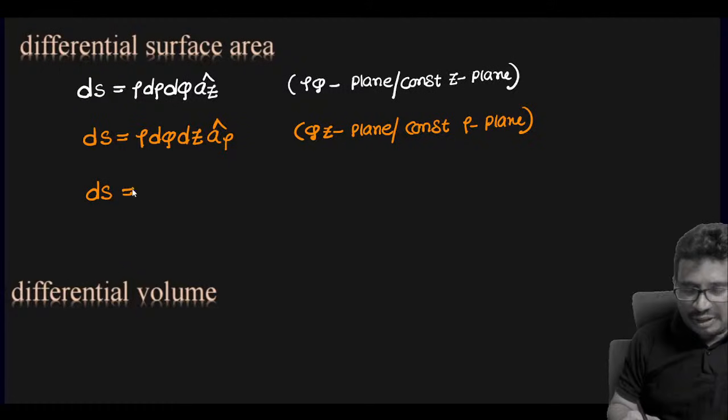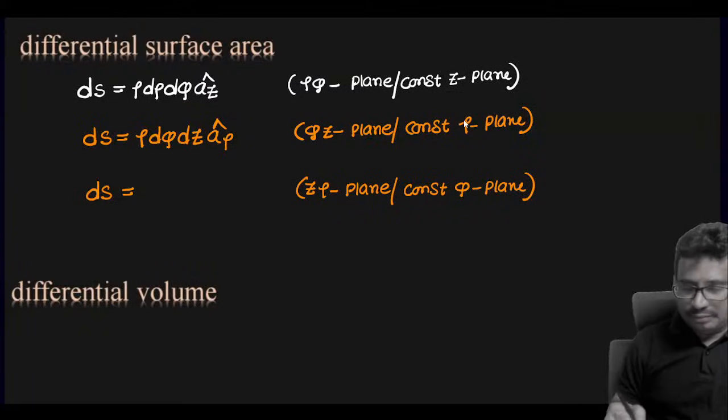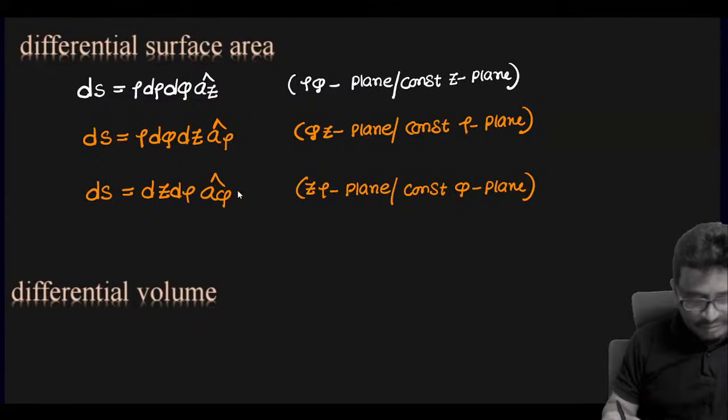Next, ds in the z rho plane, which I can also call a constant phi plane, is given as dz d rho into a phi cap.